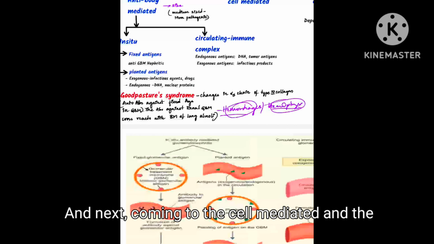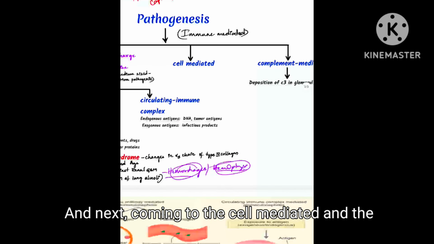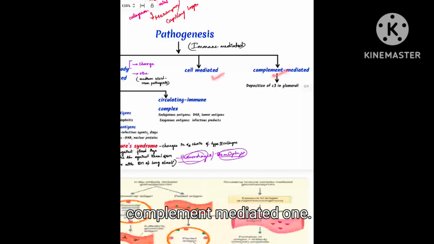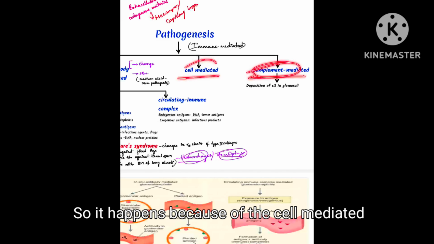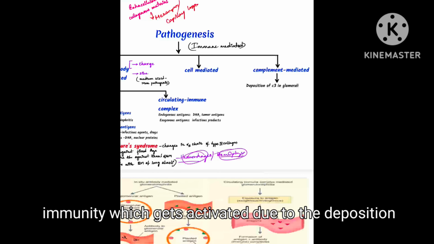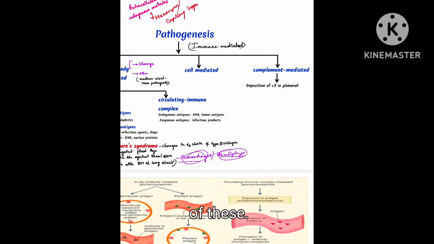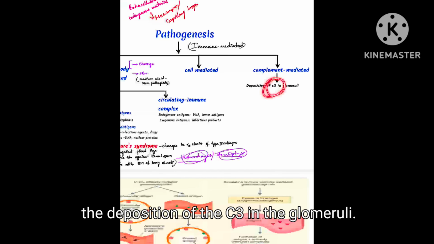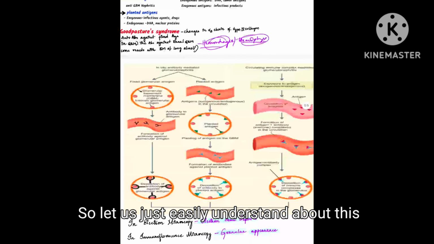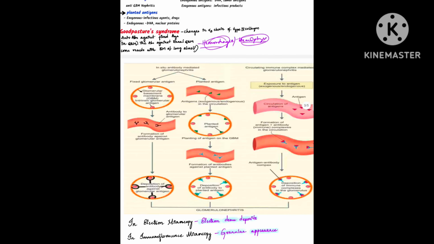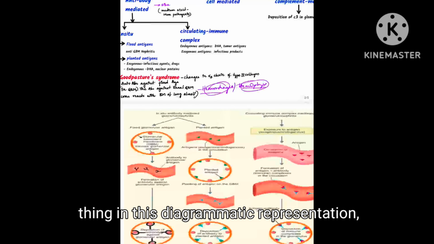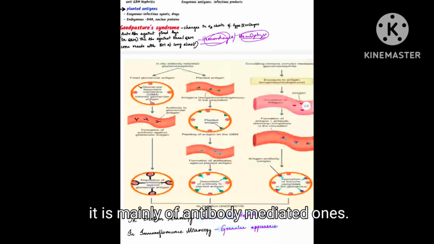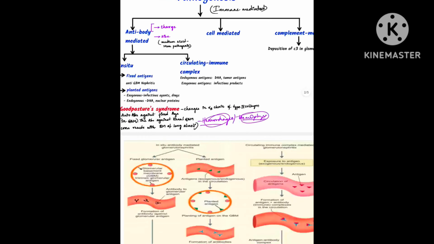And next, coming to the cell mediated and the complement mediated ones. The cell mediated type happens because of cell mediated immunity, which gets activated due to the deposition of these antigens. And complement mediated is because of the deposition of C3 in the glomeruli. So let's easily understand this in this diagrammatic representation. It's mainly of antibody mediated ones.